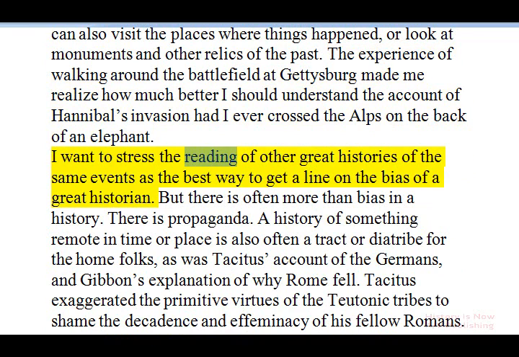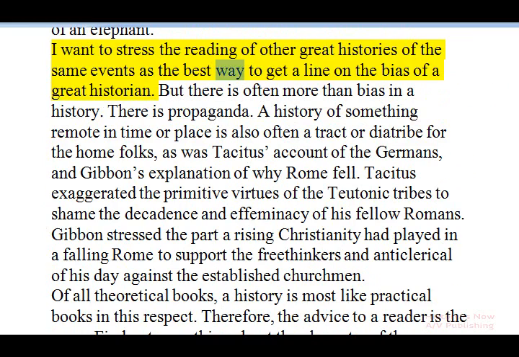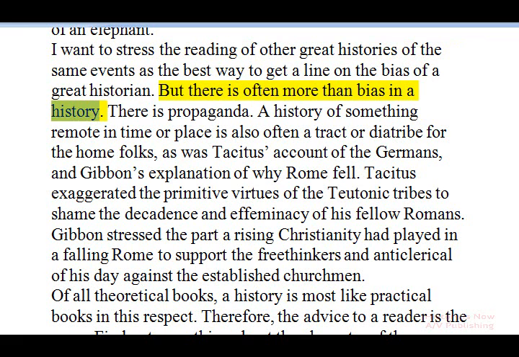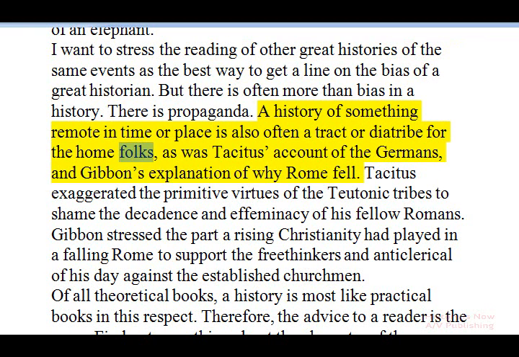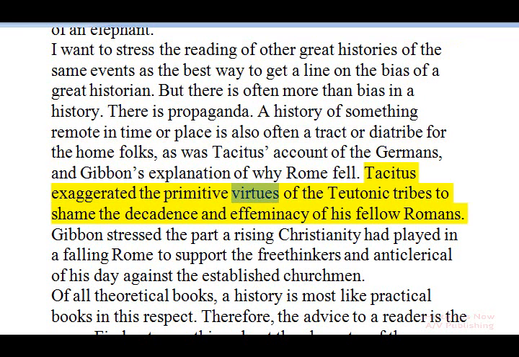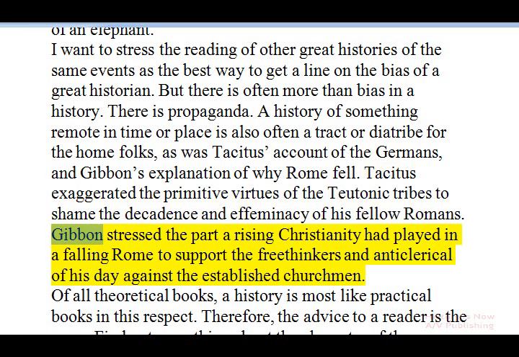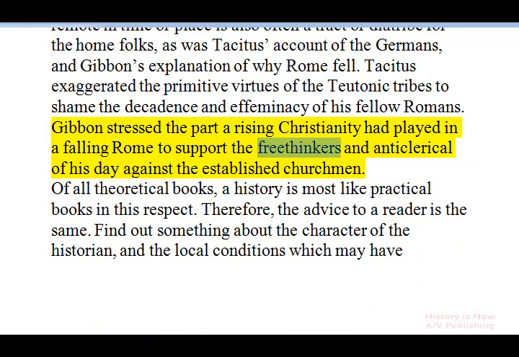I want to stress the reading of other great histories of the same events as the best way to get a line on the bias of a great historian. But there is often more than bias in a history. There is propaganda. A history of something remote in time or place is also often a tract or diatribe for the home folks, as was Tacitus' account of the Germans, and Gibbon's explanation of why Rome fell. Tacitus exaggerated the primitive virtues of the Teutonic tribes to shame the decadence and effeminacy of his fellow Romans. Gibbon stressed the part a rising Christianity had played in a falling Rome to support the freethinkers and anti-clericals of his day against the established churchmen.